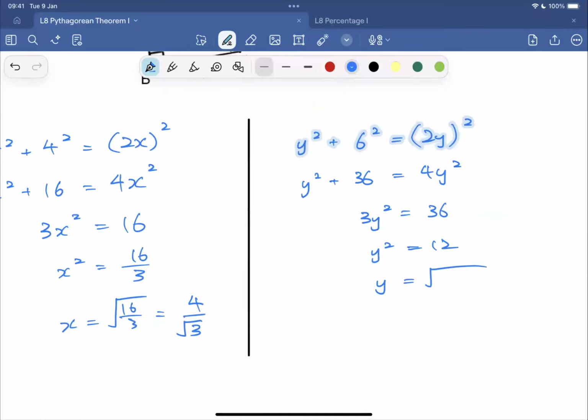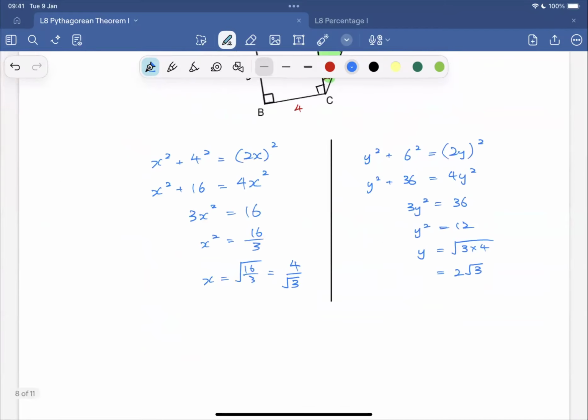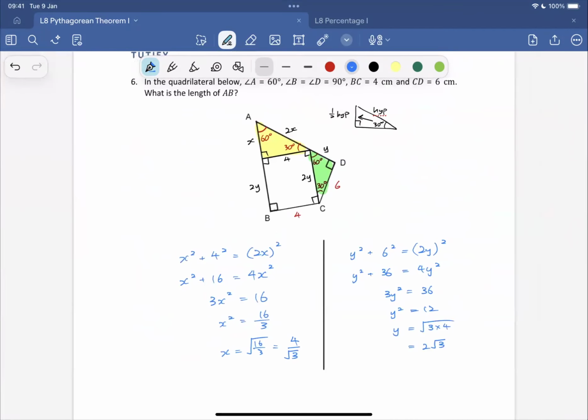Now, of course, you cannot square root 12. You must split it up. Now you can square root 4. Square root 4 equals 2, but unfortunately, you cannot square root 3. Leave it alone. Don't touch it. Leave it alone. We have found x and y.